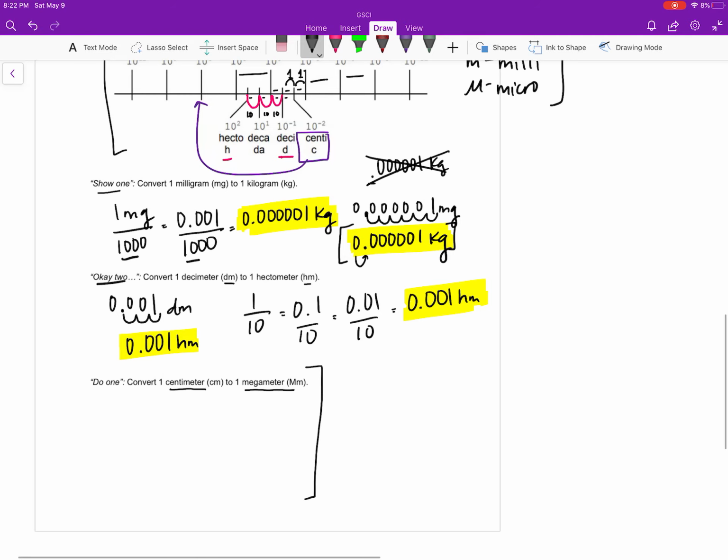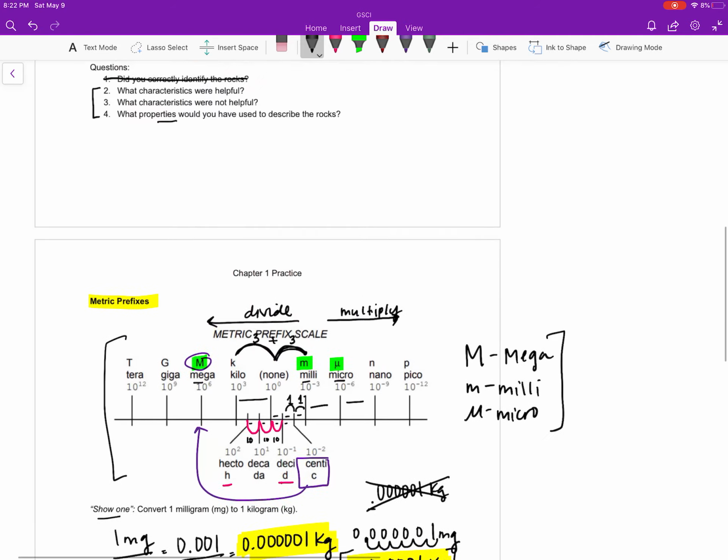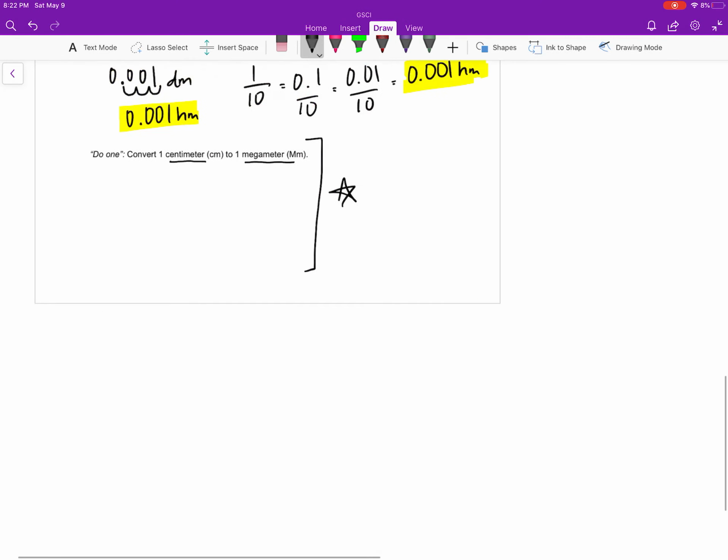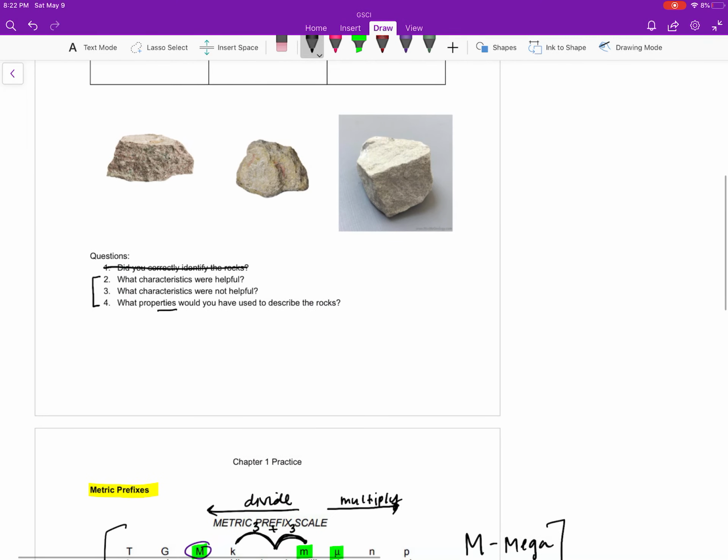So you are going to complete this one by yourself, and then you are going to submit this as completed. At that point, you will get the answers to the rocks, and there will be a follow-up question for you on the next assignment.